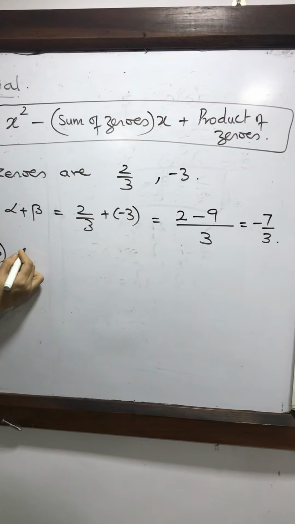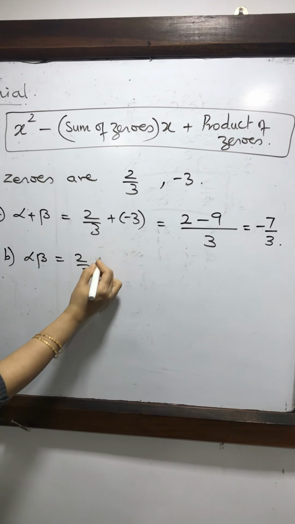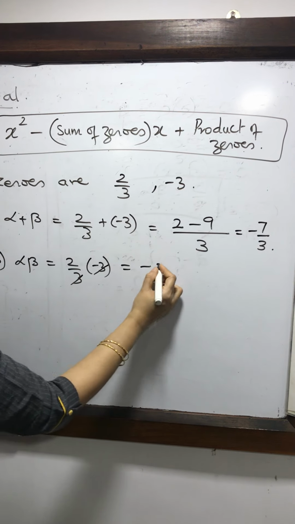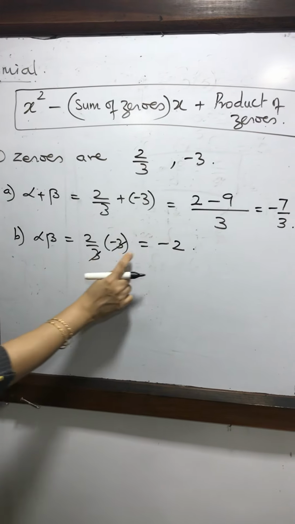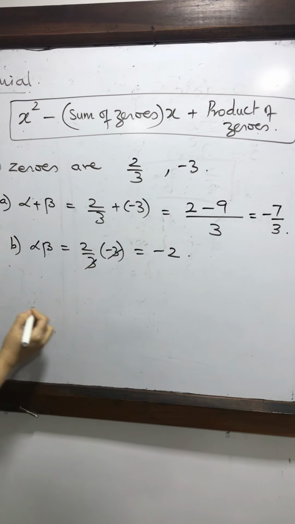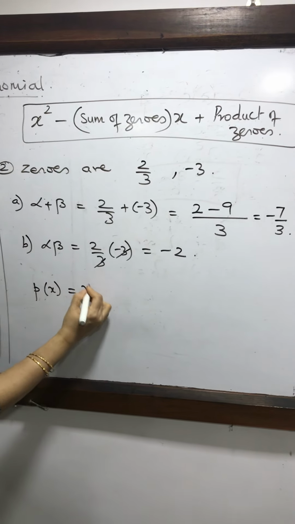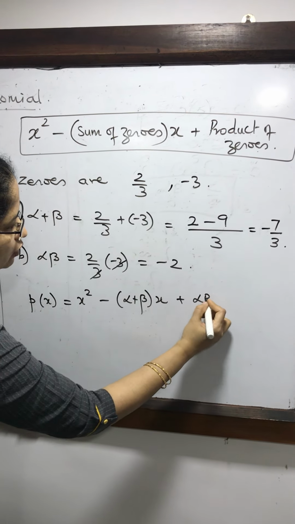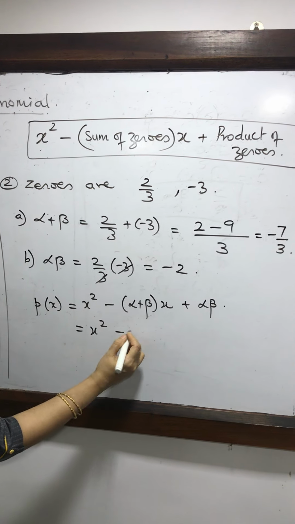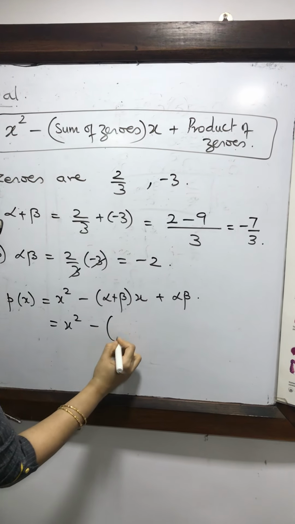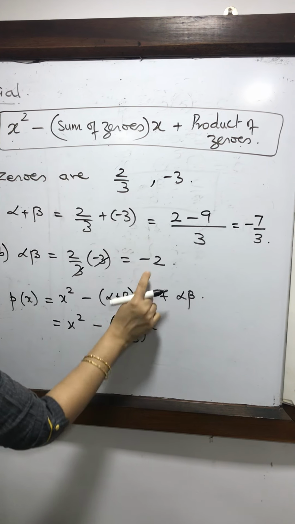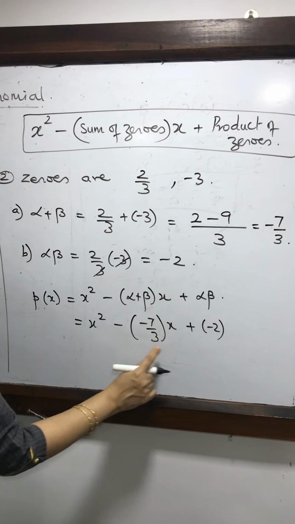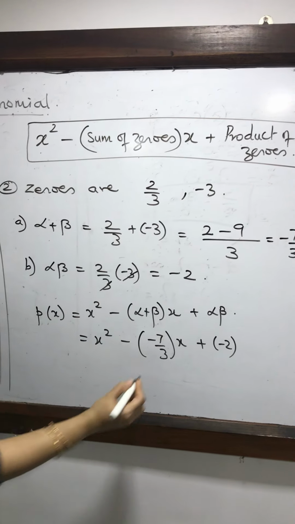Then I will find the product of the zeros, in which we will multiply the two values, and the 3 and 3 will cancel, so we are left with 2. Once we have found the sum and the product, we will substitute them in this formula, which is x square minus sum of the zeros into x plus product of the zeros. In place of sum of the zeros, we will put minus 7 upon 3 and the product of the zeros is minus 2. Here it is not in standard form because there is a 3 in the denominator.